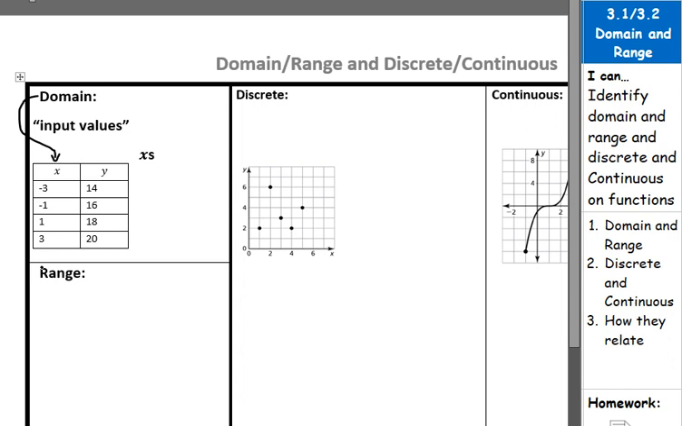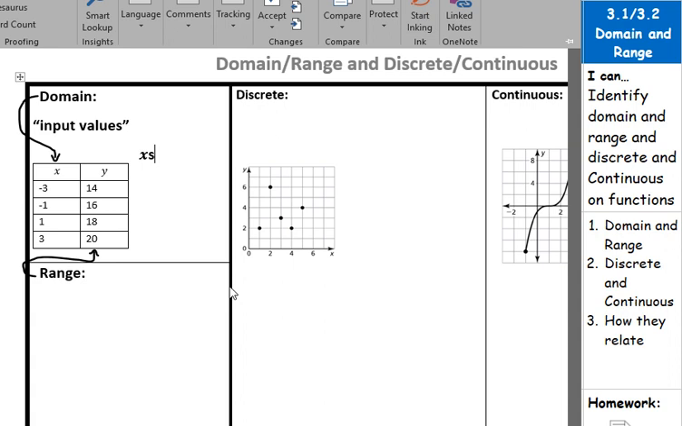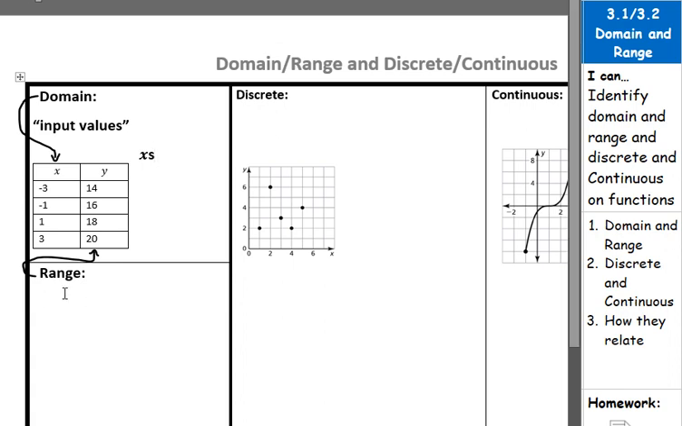My range, on the other hand, is all of my y values, so all of the output values. So my input values, my output values. And these are my y's.